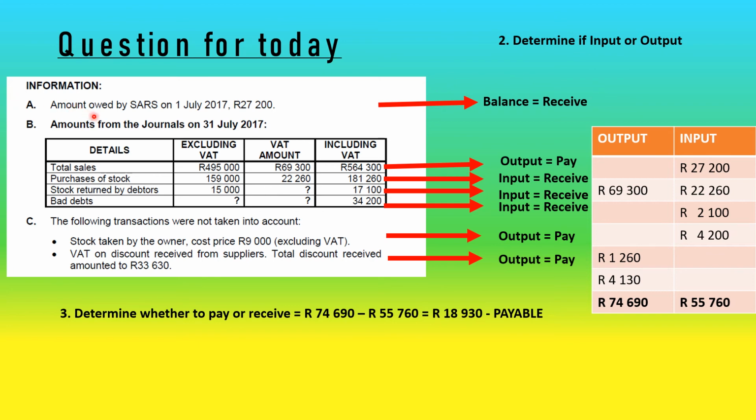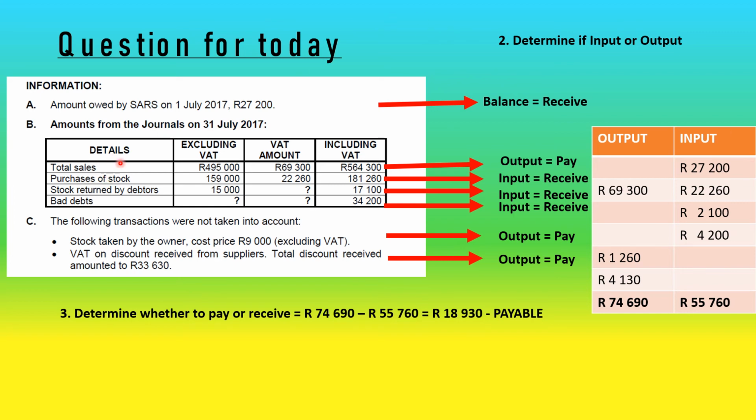Your balance is amount owed by SARS on 1st July. So this is amount owed by SARS. So this is input because you're going to claim this amount, right? Because it's an amount that is owed to you by SARS and you're going to claim this. Therefore, it is an input VAT. Right, now we know that input VAT is the VAT that we claim, and therefore, because SARS owes us this amount, we will claim it back.